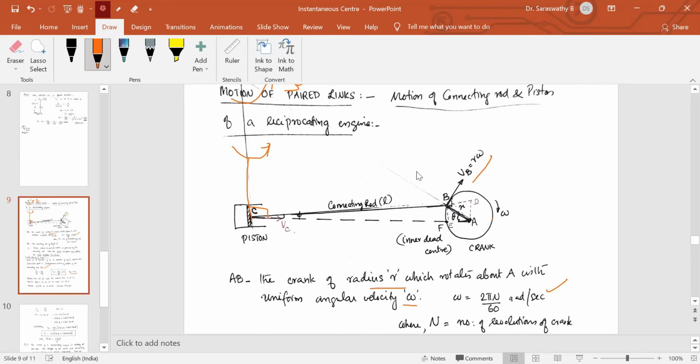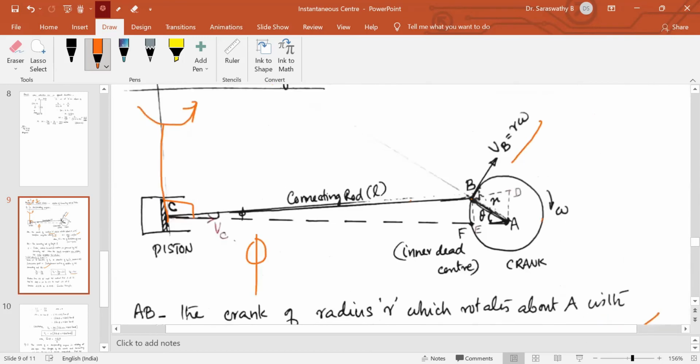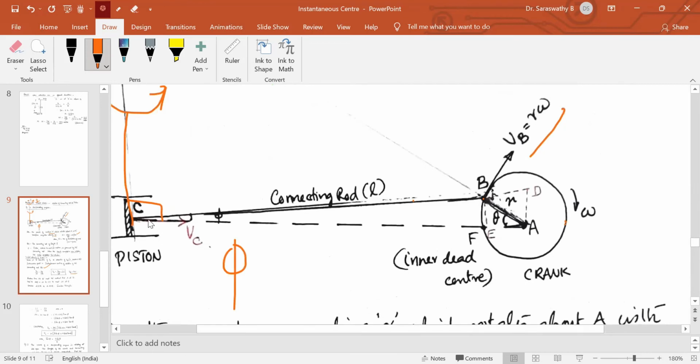So just some mathematical jugglery now we are going to do here. First of all, I am marking this angle as phi. That is the angle which the connecting rod makes with the horizontal. If you want to find phi, consider this triangle. We are making some construction lines here. This connecting rod length is extended to this side, and from A I am dropping a perpendicular so that it meets at D.